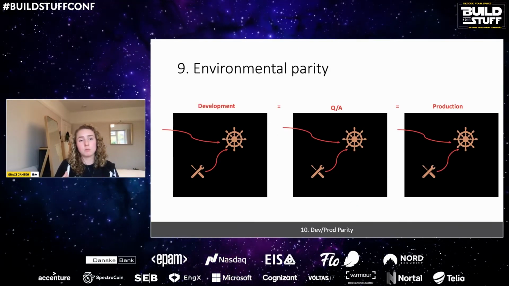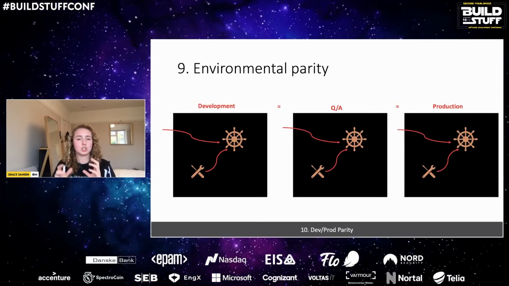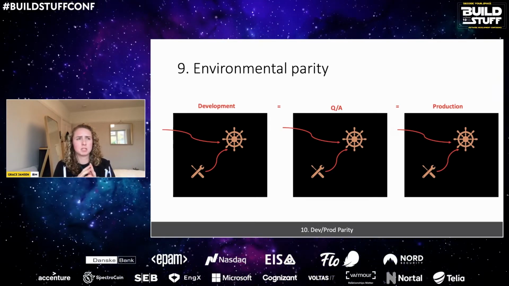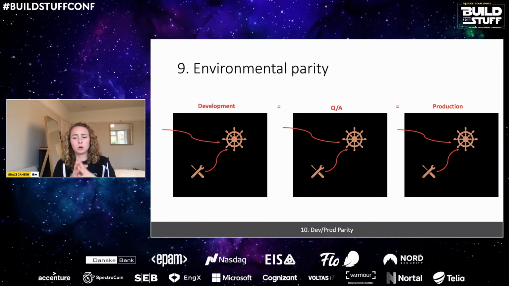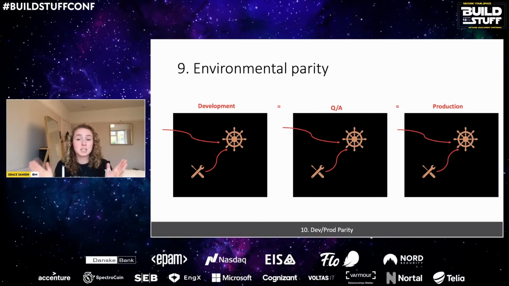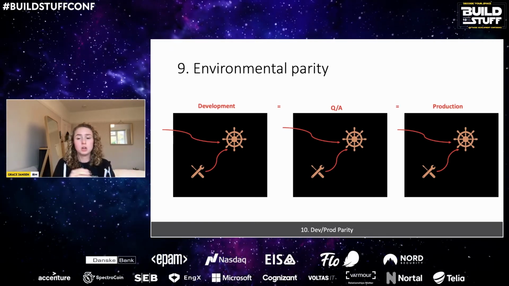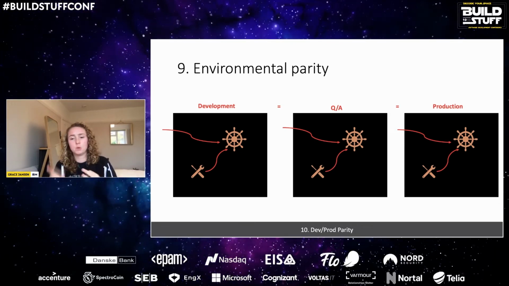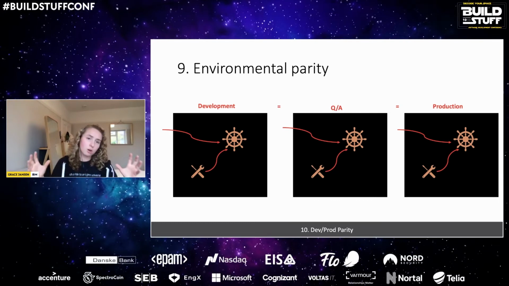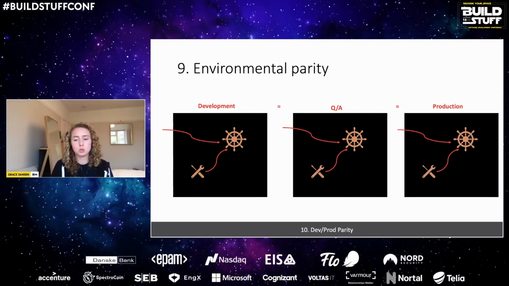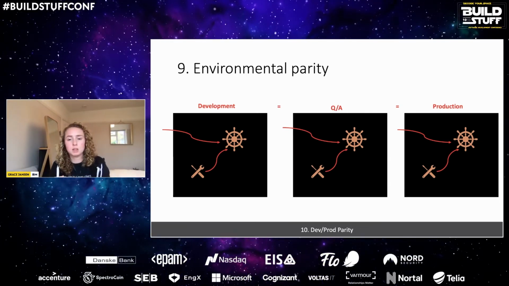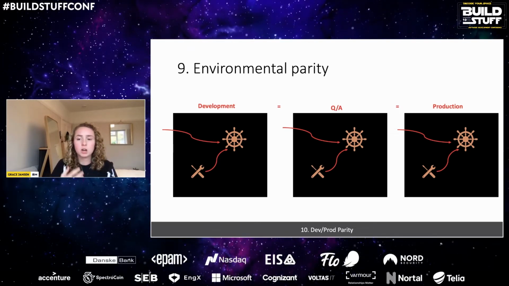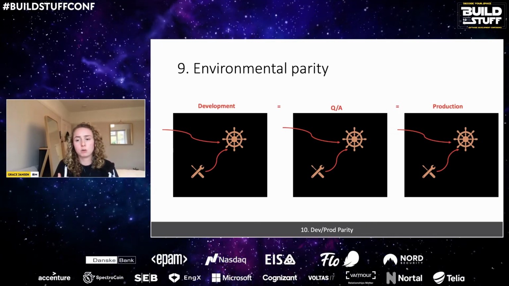Number 9, environmental parity. So there's been a slight addition to this one. It was originally the dev prod parity, which basically just specified development or production. Whereas in this one, we basically widened that to say all environments. So essentially it includes production, staging, QA, DevSecOps, developer, whatever deployments you use, whatever environments you use, you should have parity between them all.